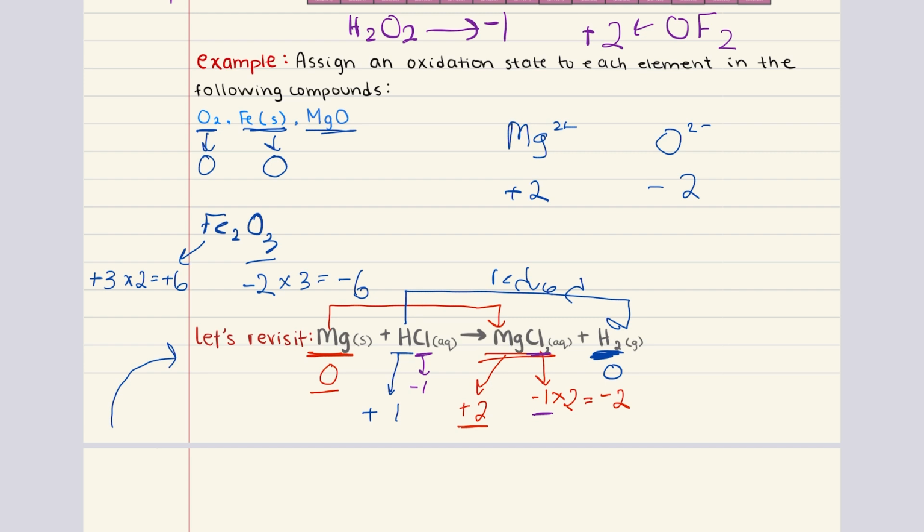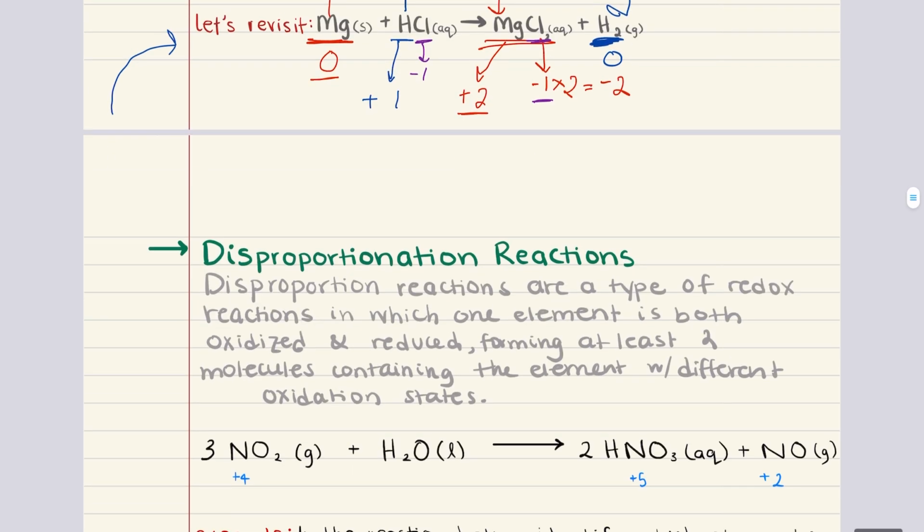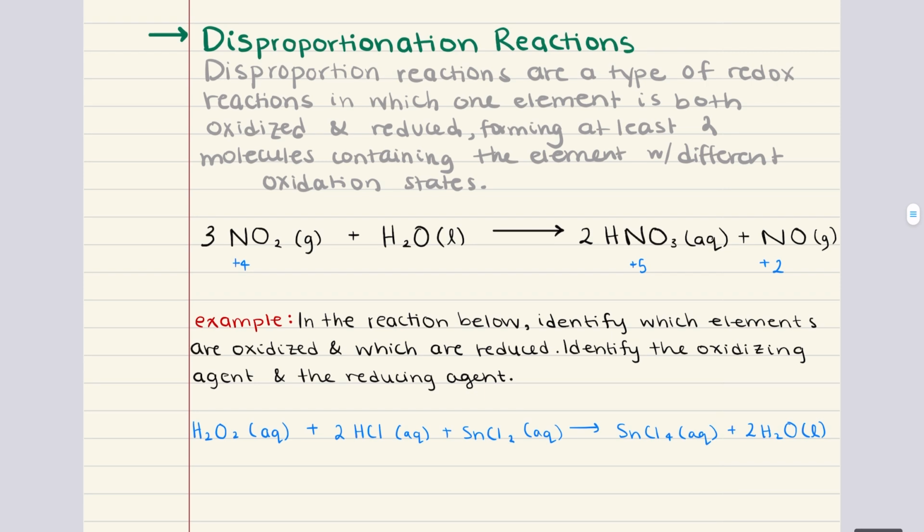So now we know by carefully applying the oxidation number rules, we can figure out which chemical species is oxidized and which chemical species is reduced. And with that, we can move into our next topic, which is disproportionation reactions. We're going to cover this actually in the next video.